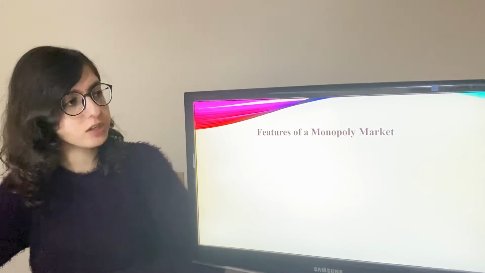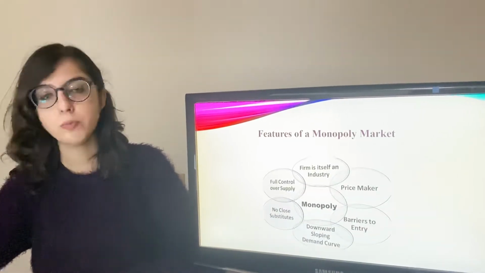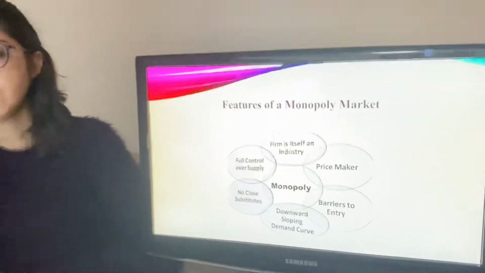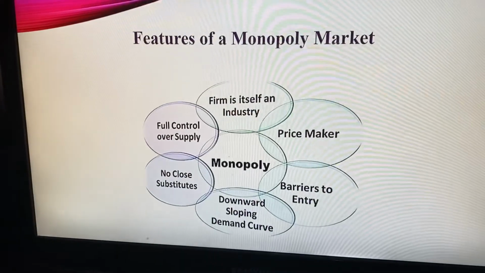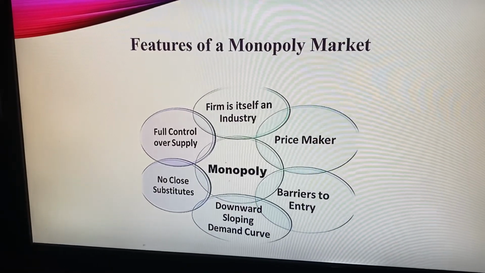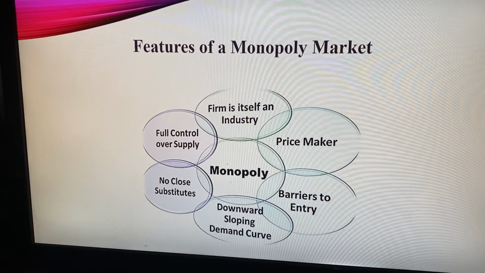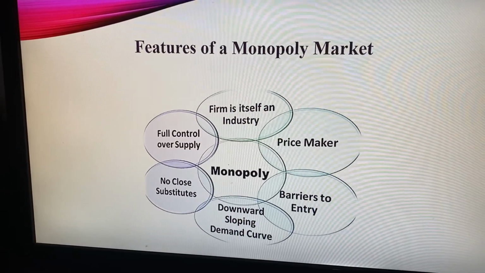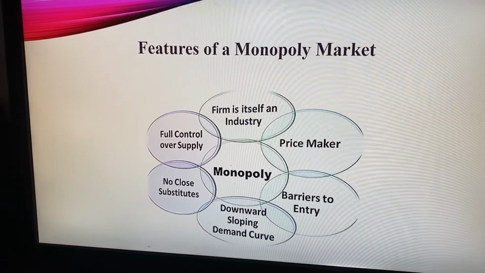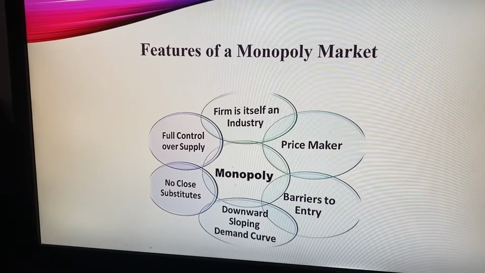Here you see features of a monopoly market. Monopoly: price maker, barriers to entry, downward sloping demand curve, no close substitutes, full control over supply, and also in a monopoly market, the firm is considered as an industry.